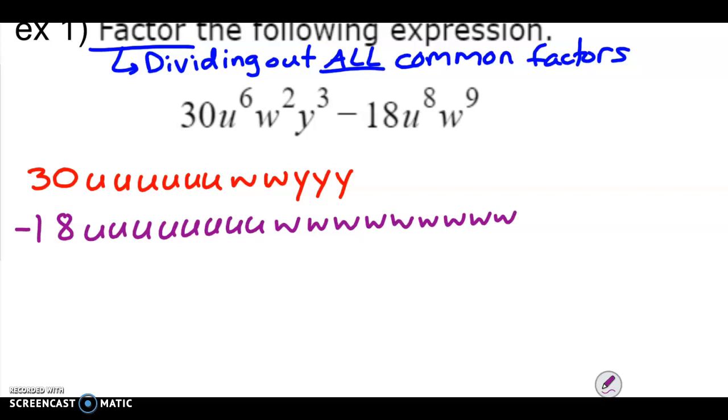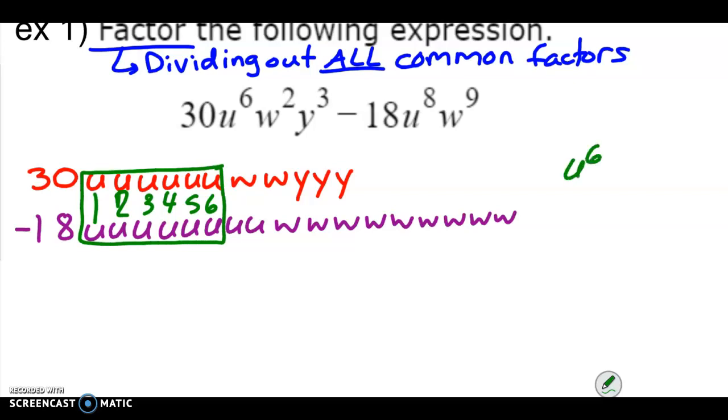Okay? Well, first of all, they both have 1, 2, 3, 4, 5, 6 u's in common. Okay, they have 6 u's in common, so they have u to the sixth. Okay, they have 2 w's in common, so w squared is what they also have in common for w's.